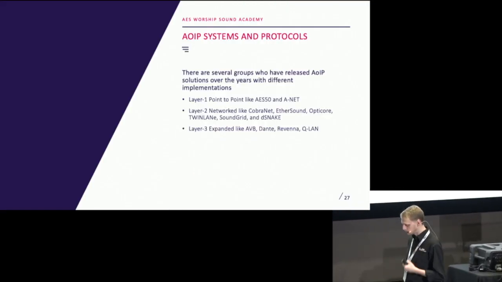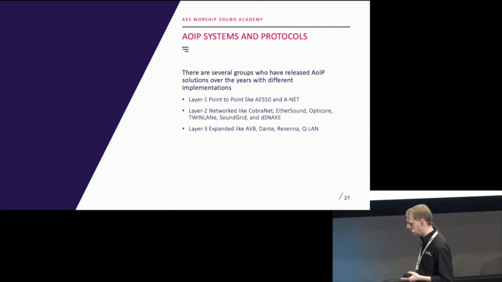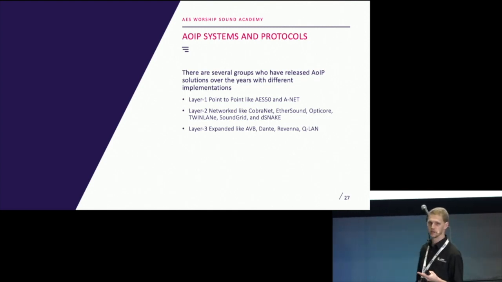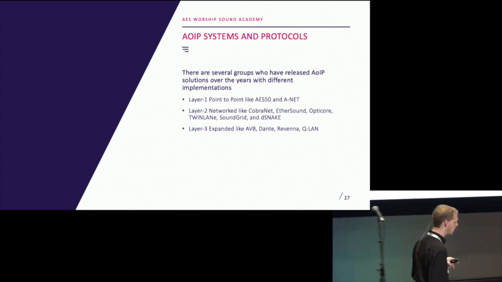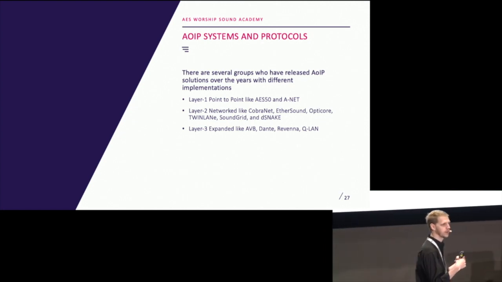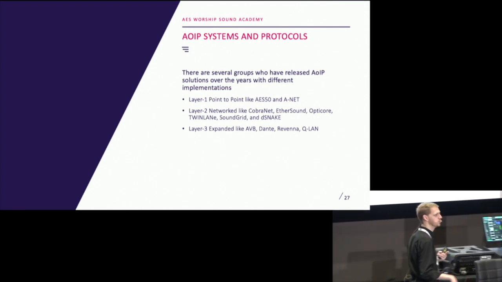Layer 1 is point-to-point. You've run across this with AES50, right? You've run across this with Aviom A-Net, some of the other ones out there. There's networking happening in the sense that there's a cable connected to two devices and there's some packets transmitting over that.